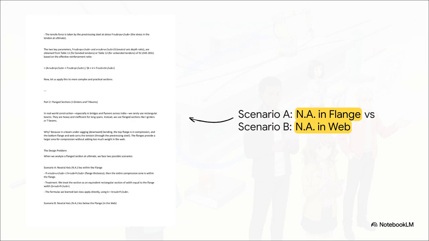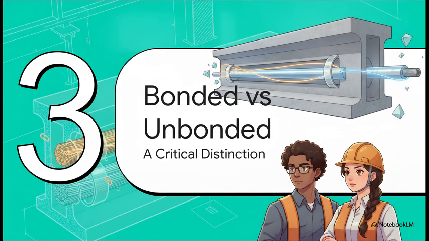If that neutral axis drops down into the web, the compression zone suddenly includes both the flange and part of the web. At that point, those simple rectangular formulas completely collapse, and we have to rely on some much more complex strain compatibility methods to sum the compression from both of those areas. Which brings us to Section 3, bonded versus unbonded tendons.